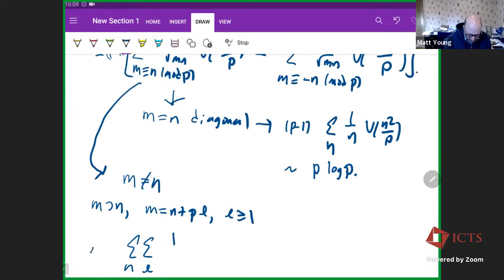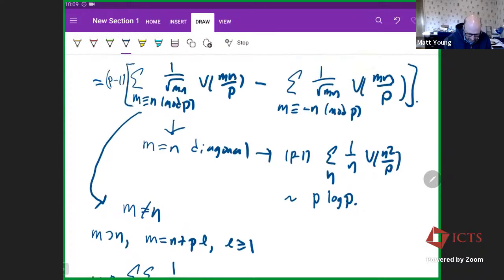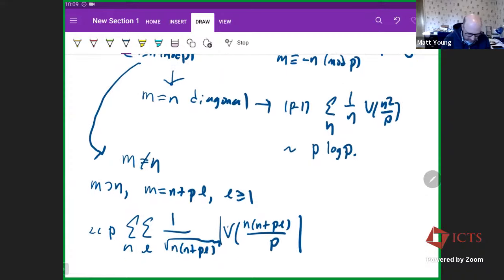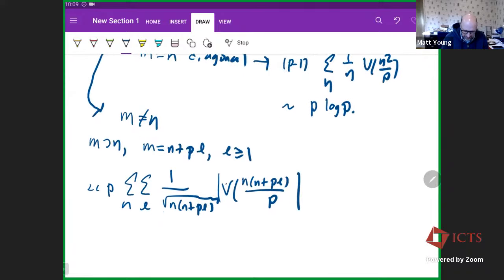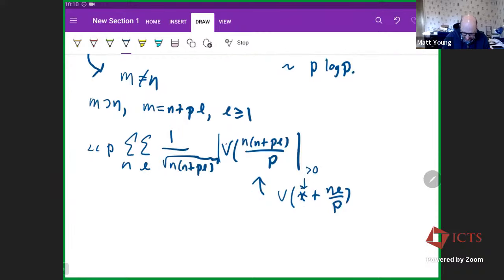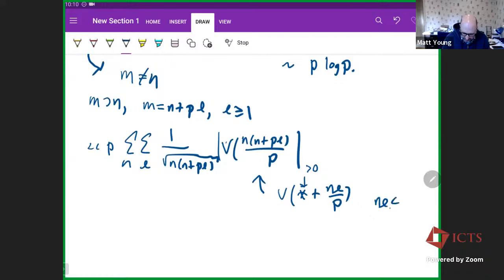So for these terms you get a sum over n, sum over l. I just want to bound these. So we'll get a p, square root of n, square root of n plus pl, and then the absolute value of V of n plus pl over p. So basically we're already kind of in the tail. This is V of something plus nl over p, and the something is positive. So this is a positive quantity. And so this is basically saying that nl goes up to p.